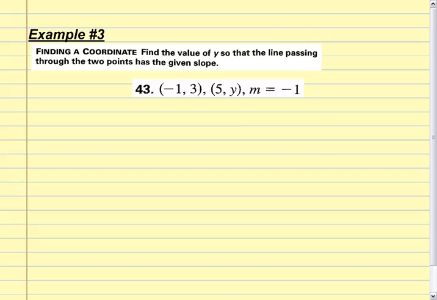All right, folks, example number 3, it says finding the coordinate. Find the value of y so that the line passing through the 2 points has the given slope. All right? Cecilia, help me out on this one. What am I going to use? So I have this point with an x and y. I have this point with an x and y.